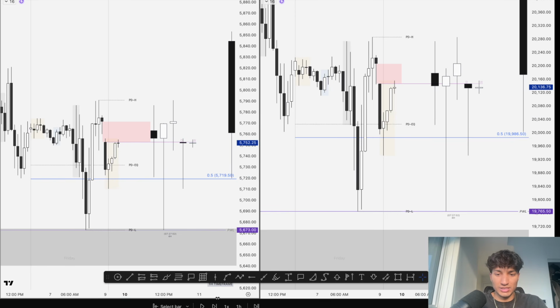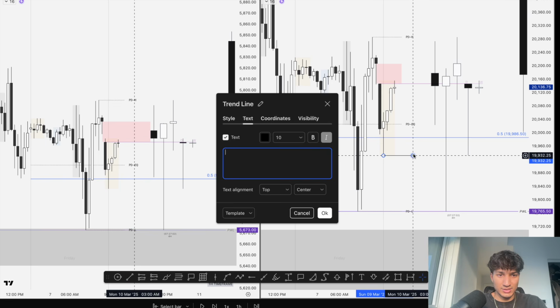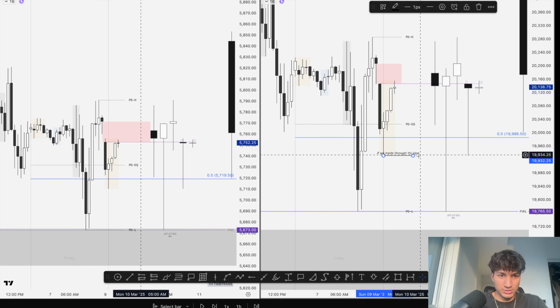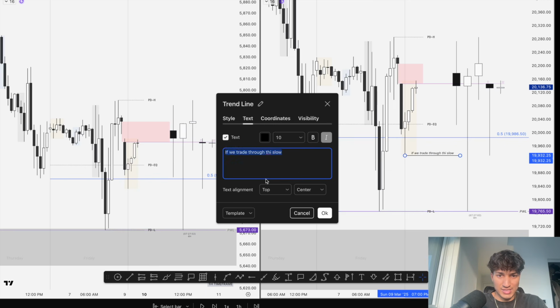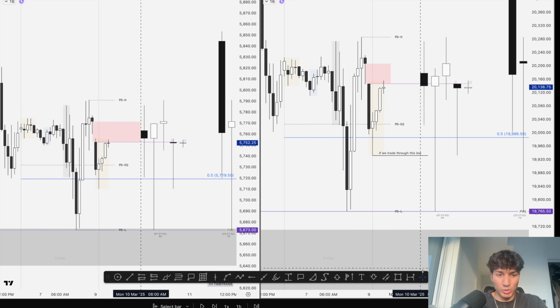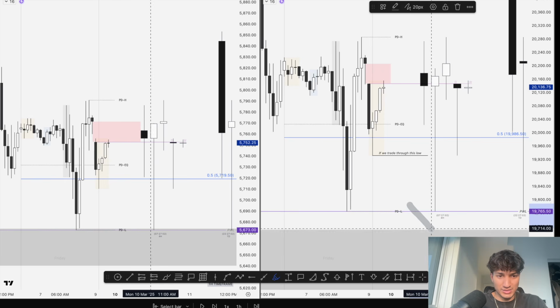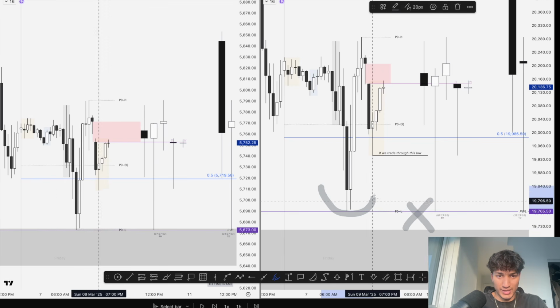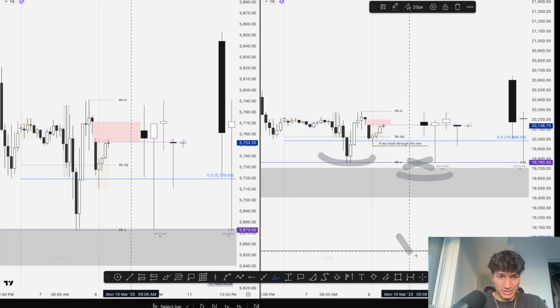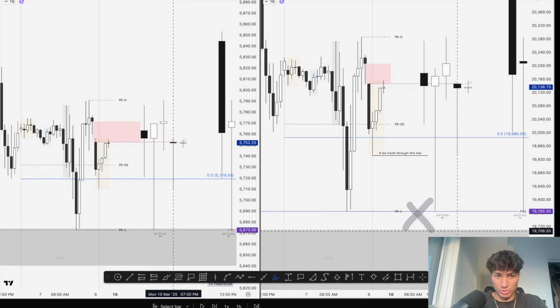So now coming into the New York session, I can simply say, if-then statements: if we trade through this low, then I will be targeting this liquidity of the market. The pending sell stops that rest below Friday's low, the daily imbalance, and like I said, potentially even the other side of the range, the extreme low.